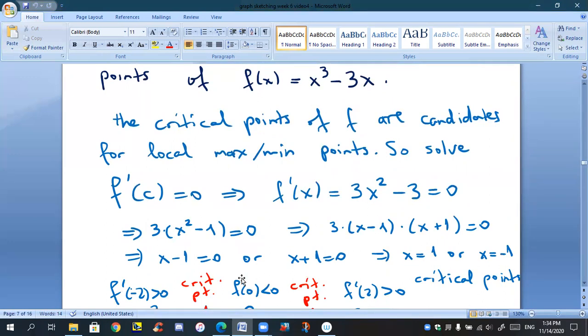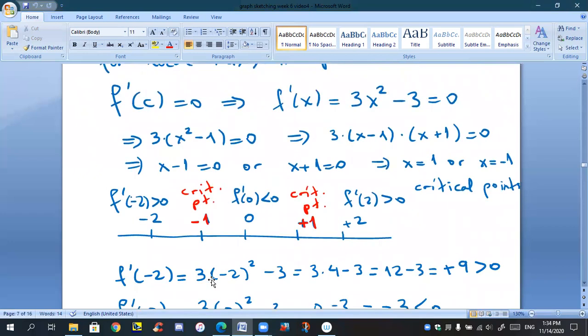These are the critical points. Now, if you want to use the first derivative test, we take 2 points, one before, one after each of the critical points.